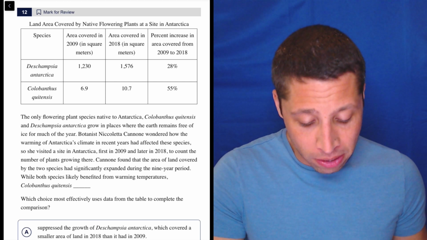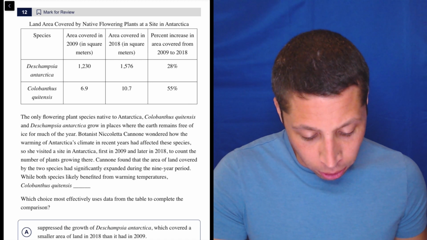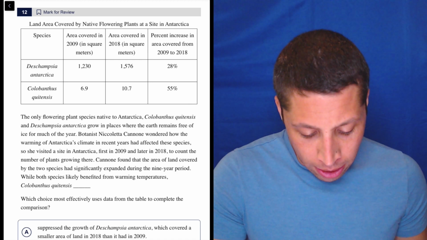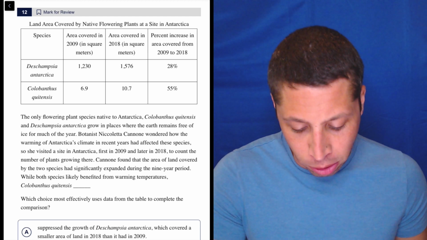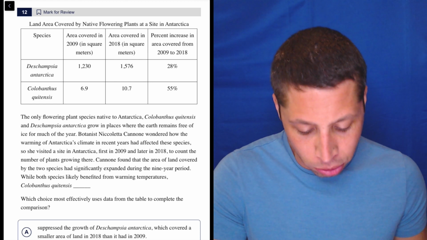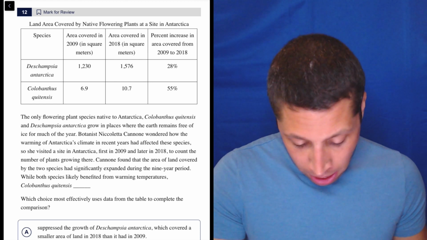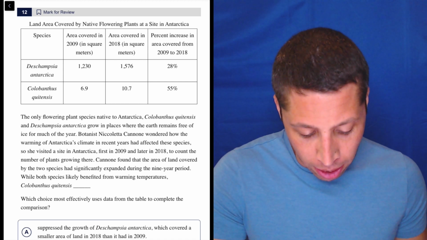The only flowering plant species native to Antarctica, these things grow in places where the Earth remains free of ice for much of the year. This botanist wondered how the warming of Antarctica's climate in recent years had affected these species, so she visited a site in Antarctica first in 2009 and later in 2018 to count the number of plants growing there. So no comparison yet, right? She found that the area of land covered by the two species had significantly expanded during the 9-year period.